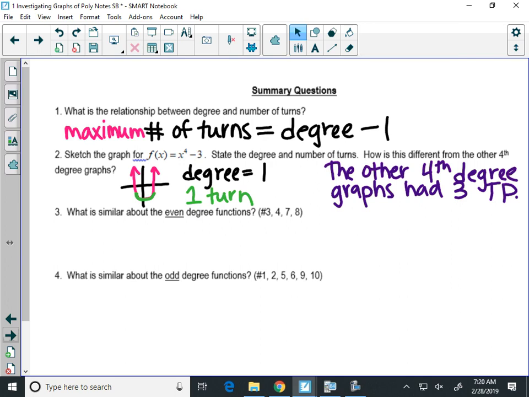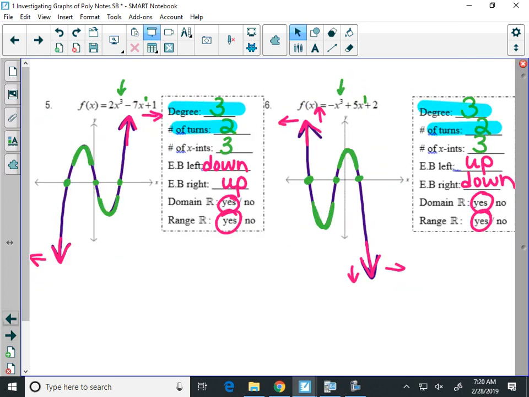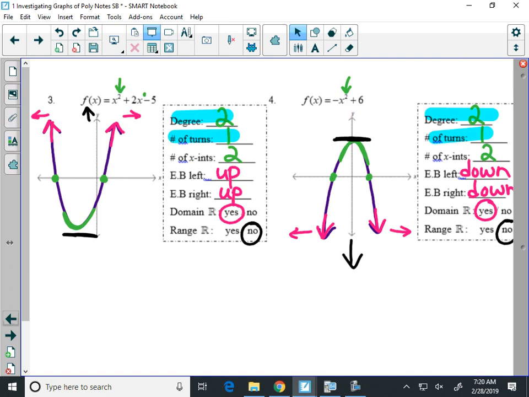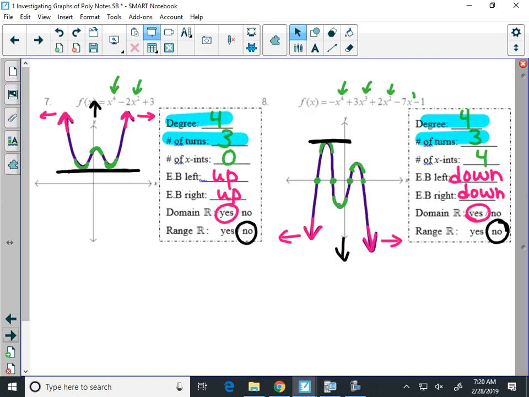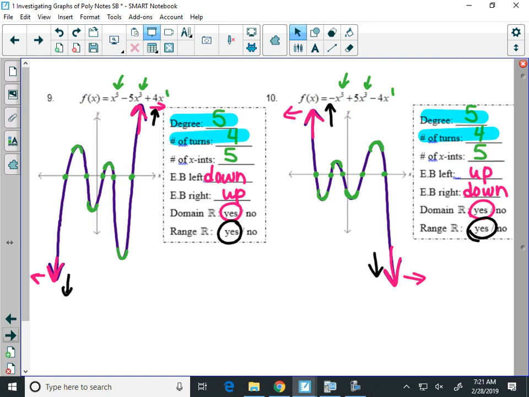All right, what's similar about the even degree functions? 3, 4, 7, and 8. Well, I'll notice a couple things for you here. 3 and 4, what's similar? Well, it looks like both of their arrows are always pointing in the same direction. So number 3, both arrows are pointing up. Number 4, both arrows are pointing down. Let's see if that's the same for 7 and 8. And it is. On 7, both arrows point up, and 8, both arrows point down. So that's the first one.